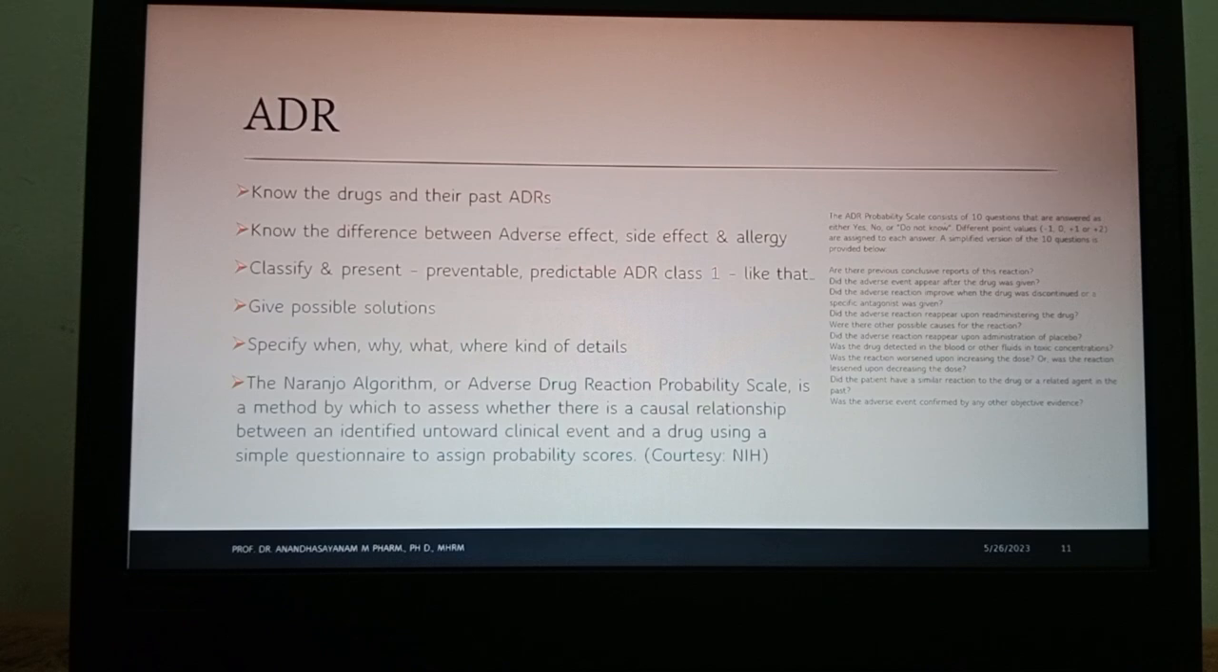What is the difference between an adverse effect, a side effect, and an allergy? This is common sense. Please do have a medical dictionary in your hand from year 2. That's what I keep telling people. Have the medical dictionary. Check the blood pressure of everyone whom you come across in your family. Check the BMI of everyone whom you come across. These are all practices, right?